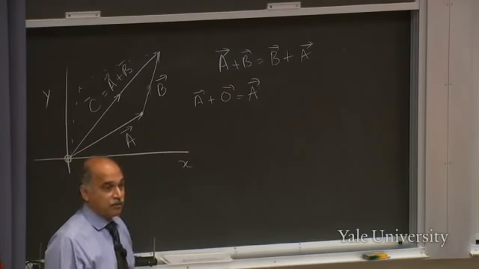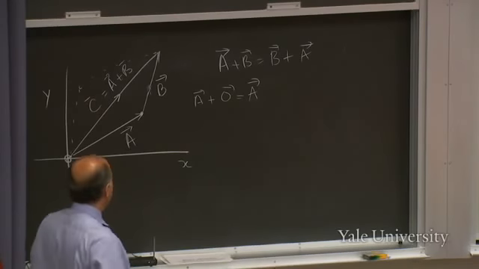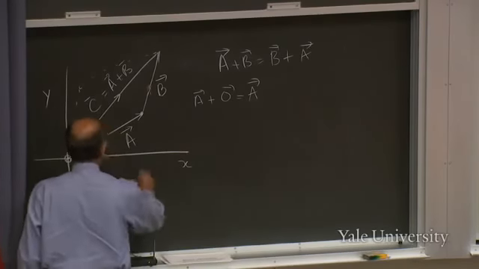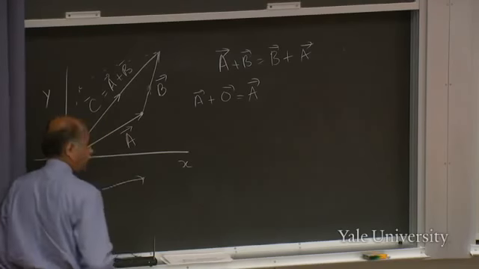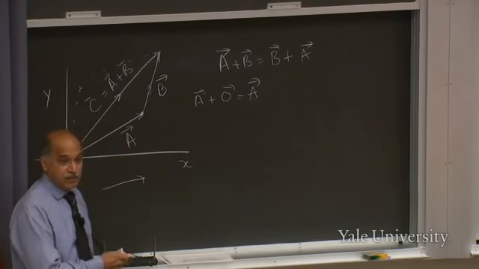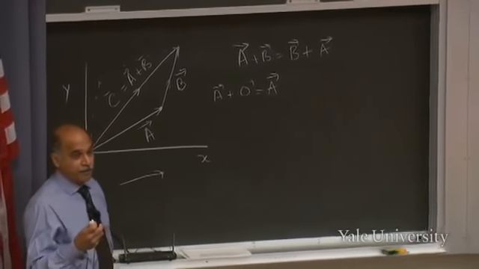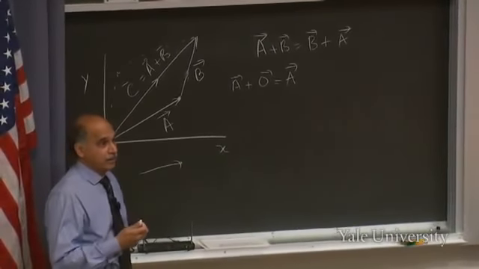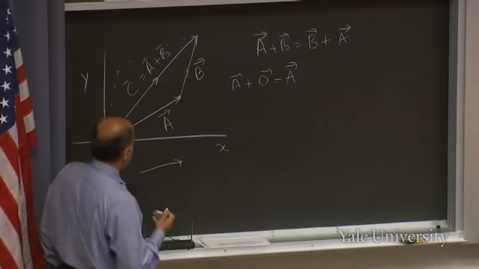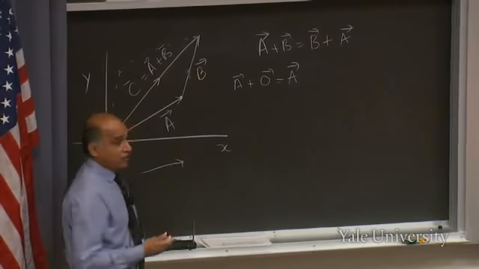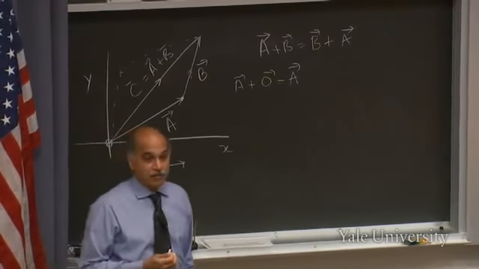The 0 vector is a vector of no length. If this is A, I'm going to draw a vector here, but I cannot show you the 0 vector. The minute you can see it, I'm doing something wrong, right? If you can see it, it's wrong because it's not supposed to have any length. But it has a property that when you add it to anything, you get the same vector. So that vector is called the null vector.